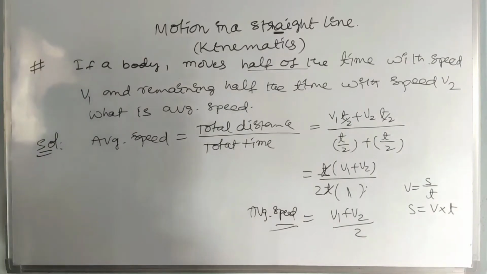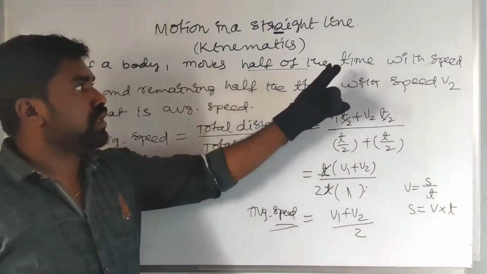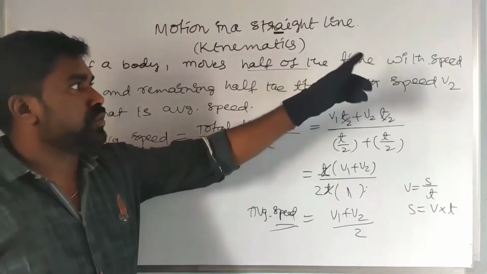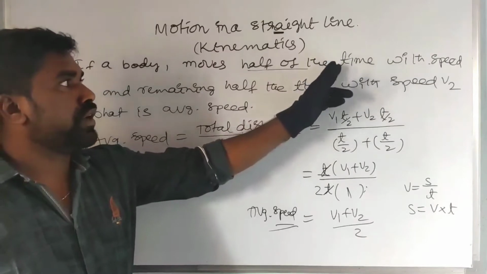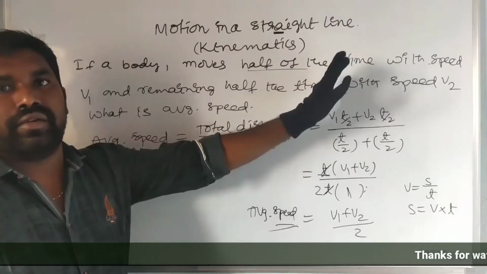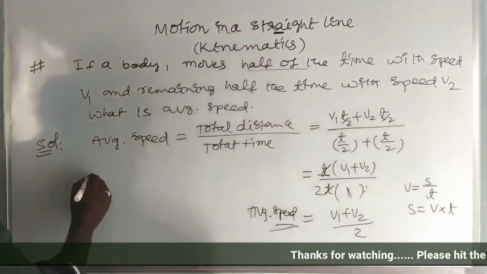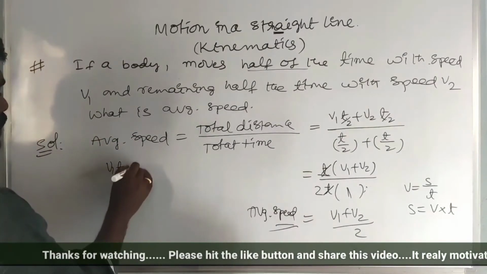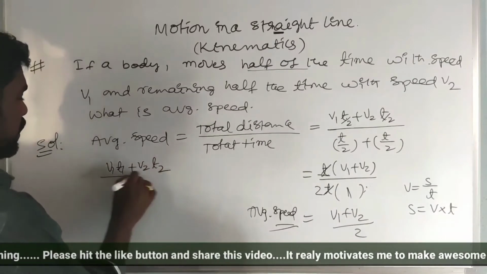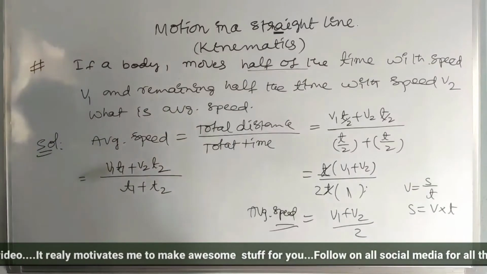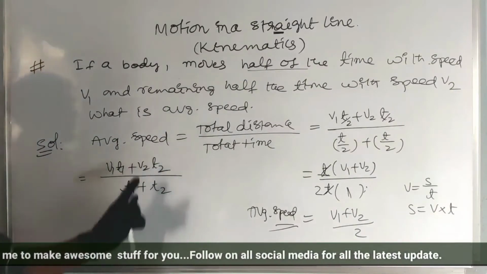ఇక ఇంకొక కేసు ఏంటంటే పర్టికులర్ గా టైం మెన్షన్ చేస్తాడు. If a body moves in the time t1 with the speed v1, t1 టైంలో v1 స్పీడ్ తెలింది, t2 టైంలో v2 స్పీడ్ తెలింది. సో what is the average speed అంటాడు. So average speed is equal to v1 t1 plus v2 t2 by total time taken, it is t1 plus t2. Okay, so this is the average speed in specific time taken here.